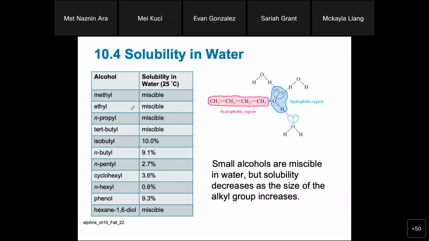So if you look now at the chart, see, this is the hydrophobic region. I just said, with increasing the chain. And if you look at the solubility of alcohol, you can see that the first four alcohols, including tert-butyl, are miscible in water. As the alkyl length is increasing, the solubility is decreasing, because this is the hydrophobic region, or the water repelling region, not water attracting. That's why.